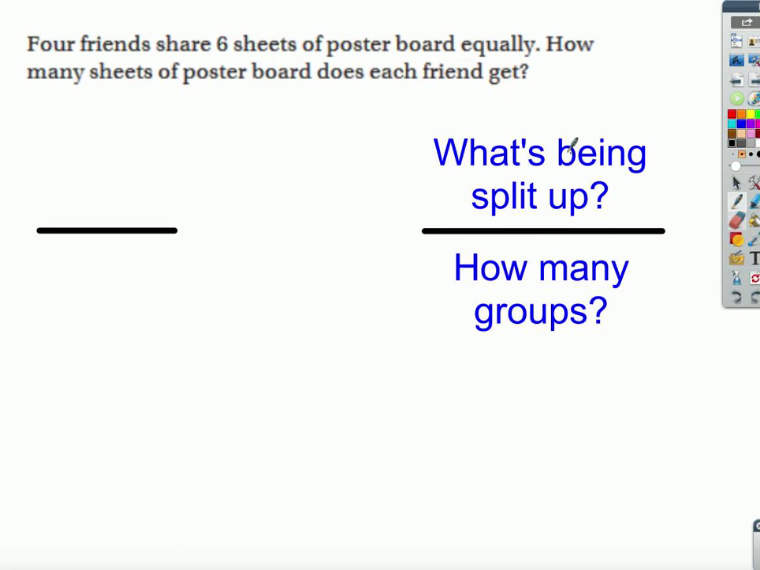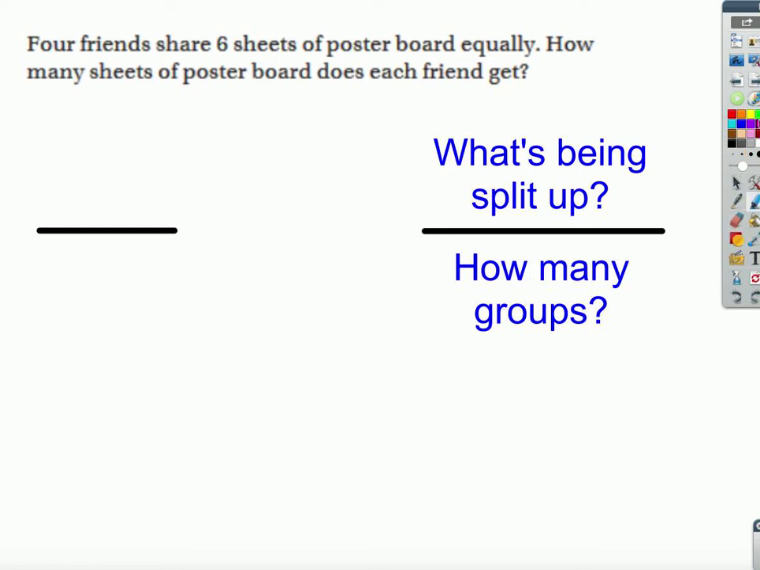Now there's a nice little graphic here that helps us on setting up our division problems. So from now on, our numerator, or our top number, our dividend, is going to be what's being split up. So when we read a story problem, we need to ask ourselves what's being split up evenly. That goes on the top. Then on the bottom is how many groups are we going to split this into? How many equal groups are we going to split this number into? Okay, that'll be your divisor or your denominator here in your fraction.